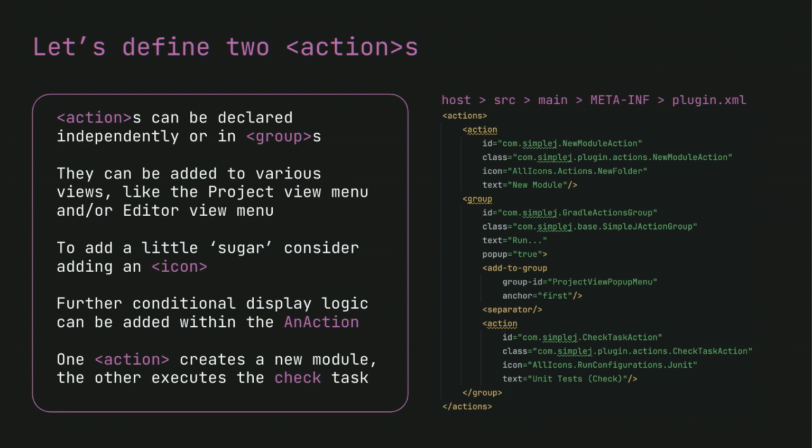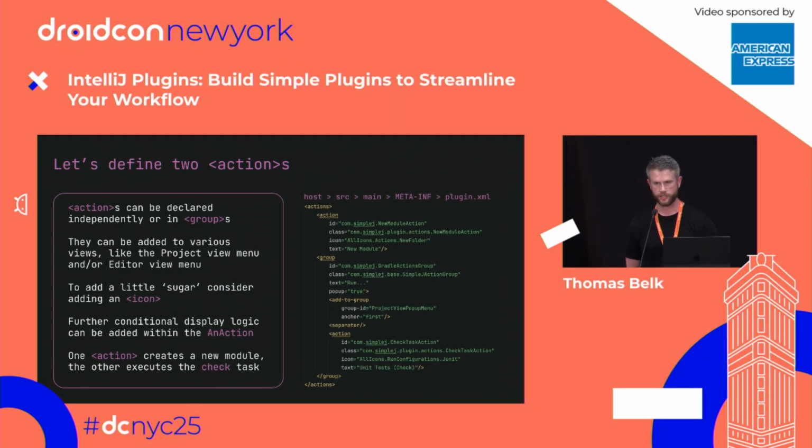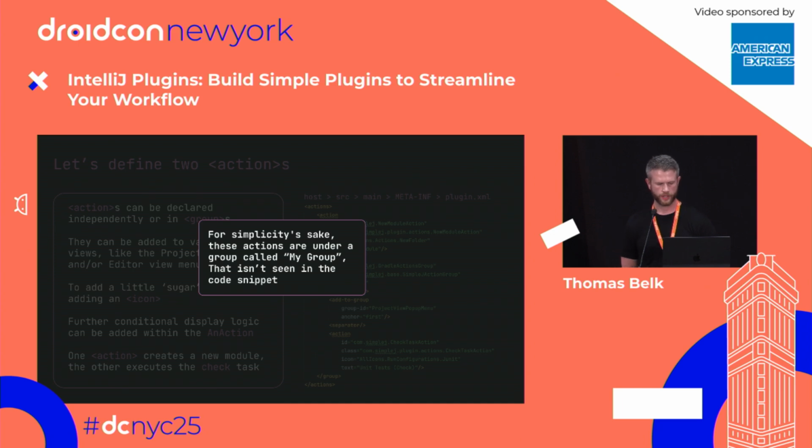Putting actions within a group allows you to cluster similar functionality, like running the check task, static code analysis tasks, as an example. So there's further conditional display logic that can be added within the AnAction as you see fit. For simplicity's sake, though, all of these actions are actually clustered within a larger group called my group. That's not seen in this code snippet here because it would have been a little bit too verbose.